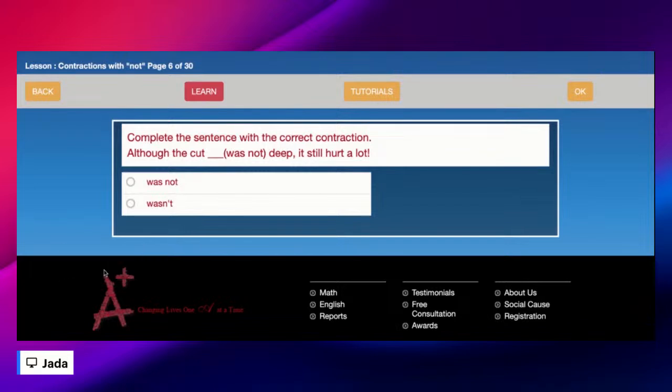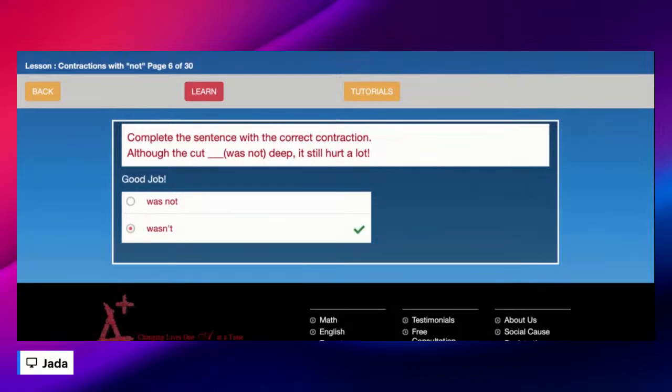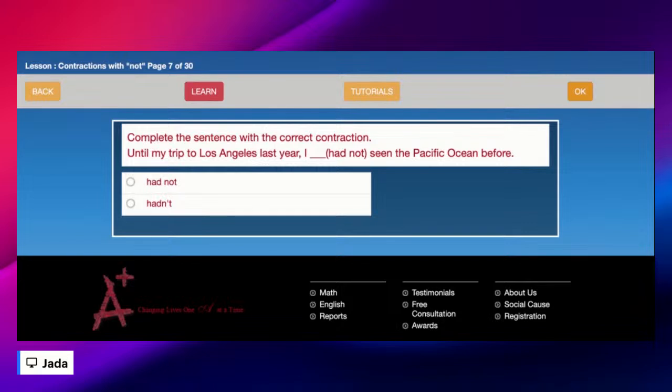Option two. Until my trip to Los Angeles last year, I dash seen the Pacific Ocean before. So what's the most suitable answer?